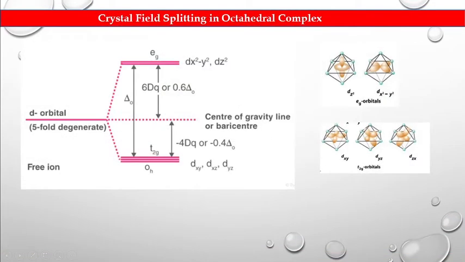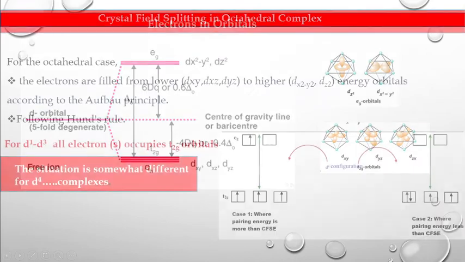So the next thing is to see the separations. This is the barycenter, as you see in the left diagram. It is the same as that of the original d orbitals of a free ion, where no ligands are there. The separation between the Eg and the barycenter is 0.6 delta naught, or we can say 6 Dq, and the separation between the barycenter and the T2g level is minus 0.4 delta naught, or minus 4 Dq.